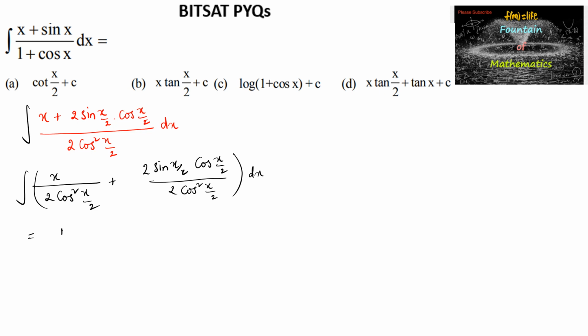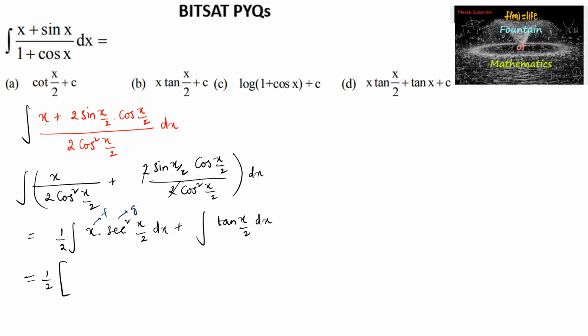So we can write 1/2 times integration of x sec²(x/2) dx, and here we can write sin upon cos as tan(x/2), as cos(x/2) gets cancelled. So 1/2 times, and let us apply integration by parts. The integration of secant square is known, so let us consider this as the second function and this as the first function.